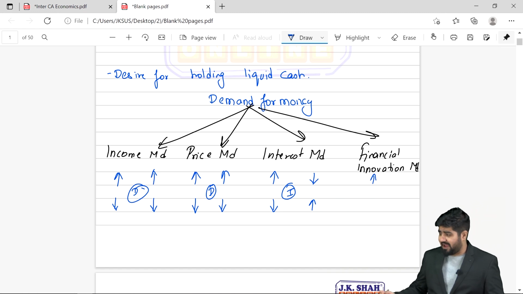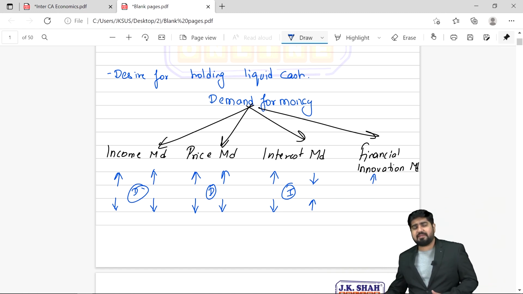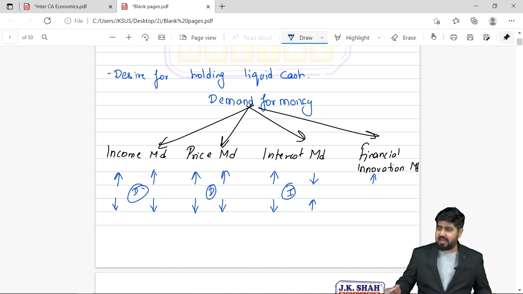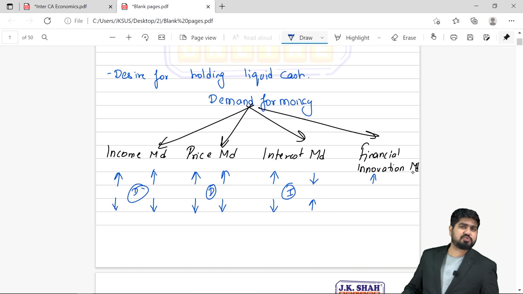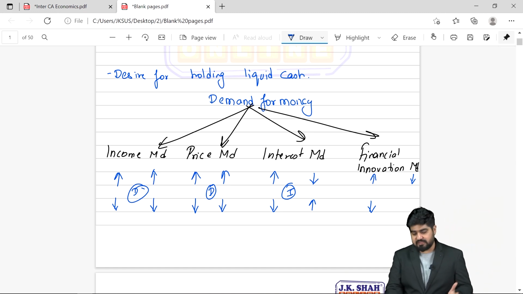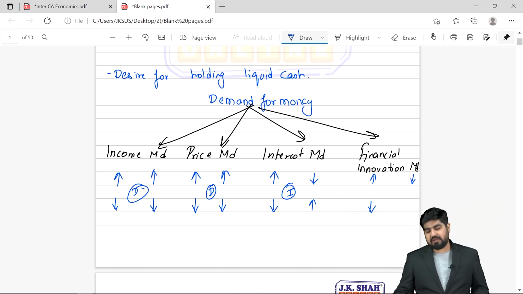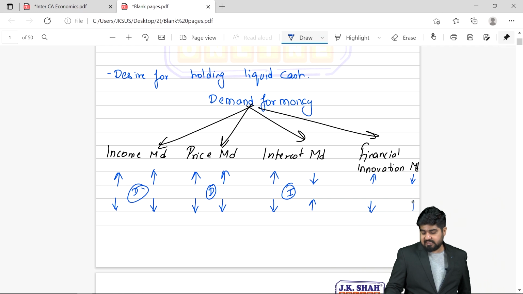And lastly, friends, financial innovation. If we have credit cards, debit cards, Paytm, Google Pay, PhonePe, UPI, BHIM, and so many other options to make the payment, we will carry less cash, so demand for money will be less. And similarly, friends, if financial innovation is very backward, as in some countries that are not progressive like India, they still rely on liquid cash only, so demand for money will be high.